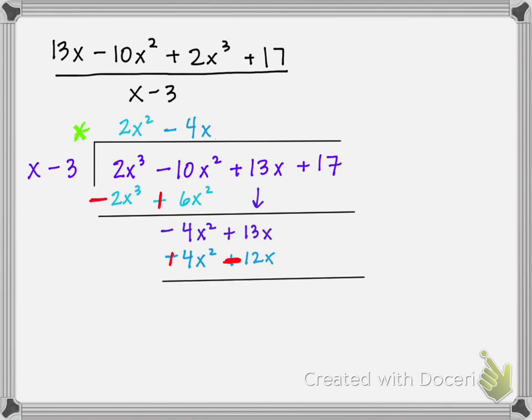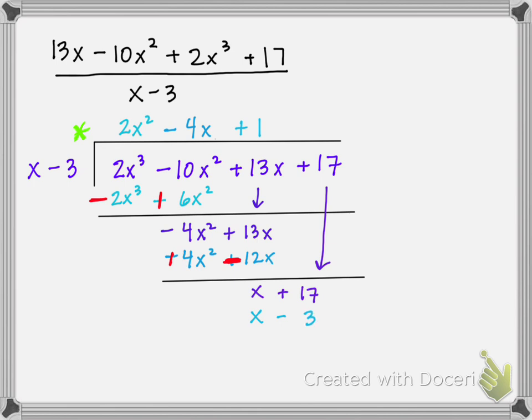So in this case, I have negative 4x squared plus 4x squared gives me no x squareds. Positive 13x minus 12x gives me x. And then I'm going to carry down again, that's 17. Okay, so last thing we got to do is say how many times does x go into x? Well, that's plus 1 time. Now I'm going to take that 1 and again distribute it through that statement. So 1 times x and 1 times negative 3. So I'm going to get x minus 3.